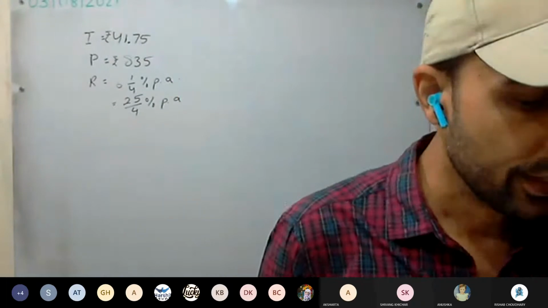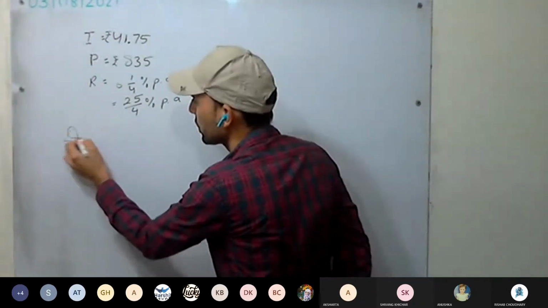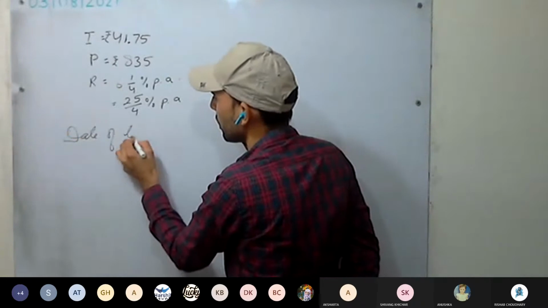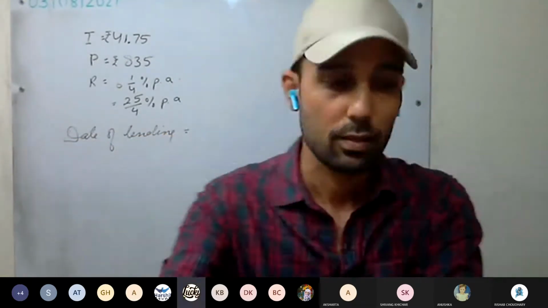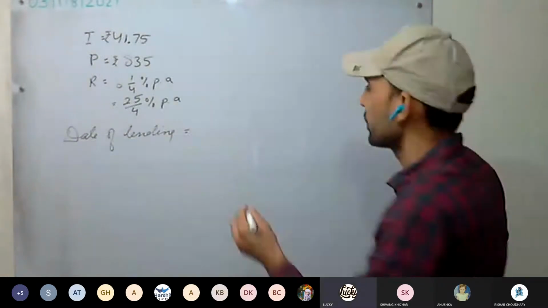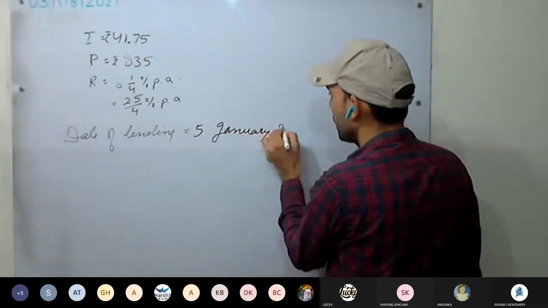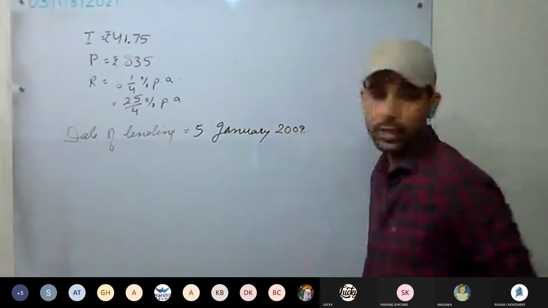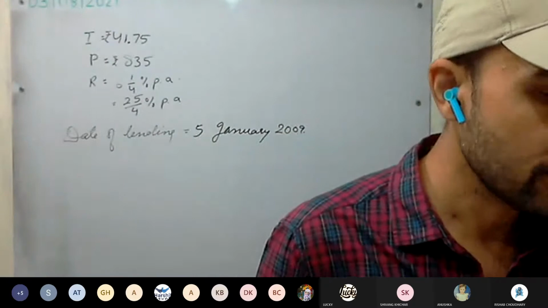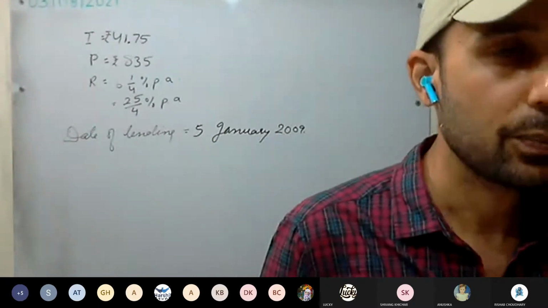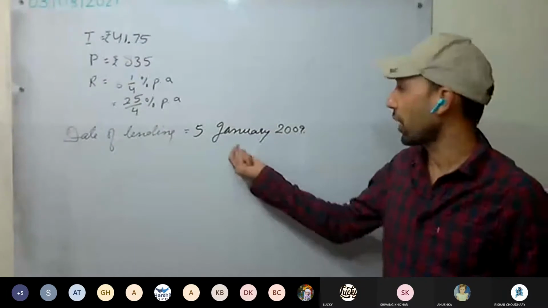Now, if the date of lending was 5 January 2009, we have to find the date up to which the interest was paid. To find that date, what do we require?